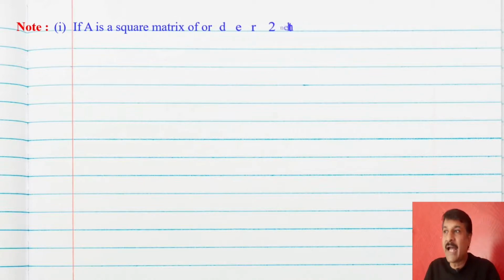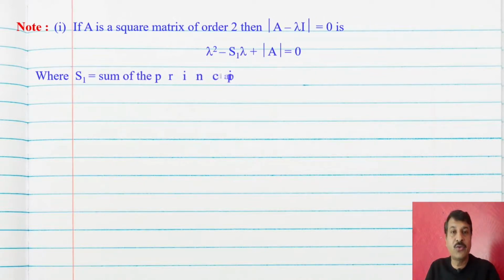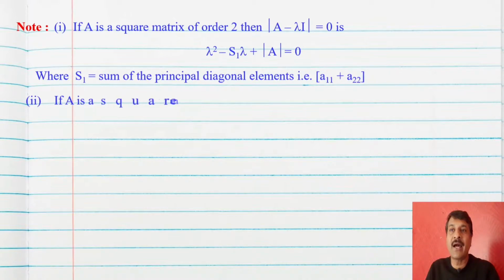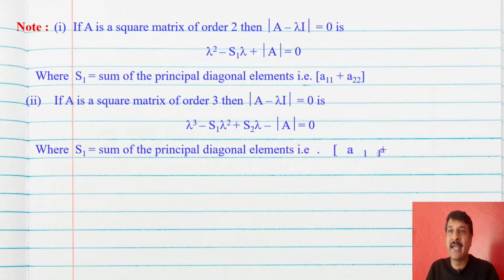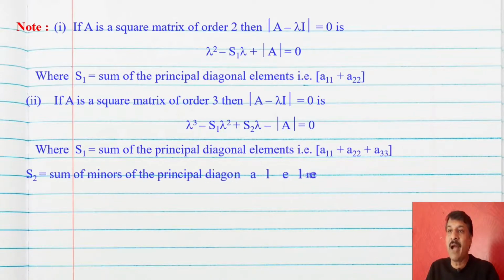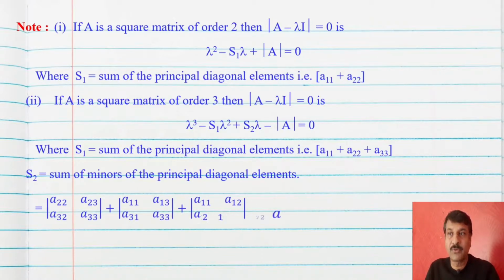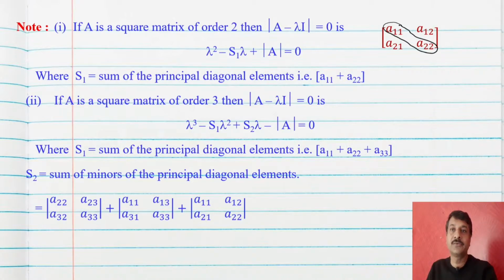You also note that if A is a square matrix of order 2, then the determinant of A minus lambda I equal to 0 is the characteristic equation of matrix A, and that is lambda square minus S1 lambda plus determinant of A equal to 0. So what is this S1? S1 is the sum of the principal diagonal elements. If we consider a matrix of order 2, then the principal diagonal elements are A11, A22. So the addition of these is S1.